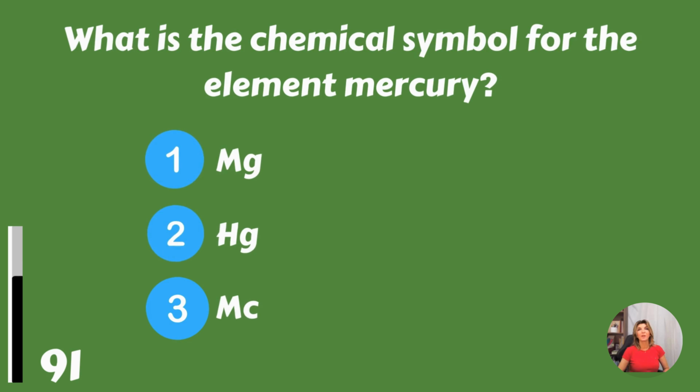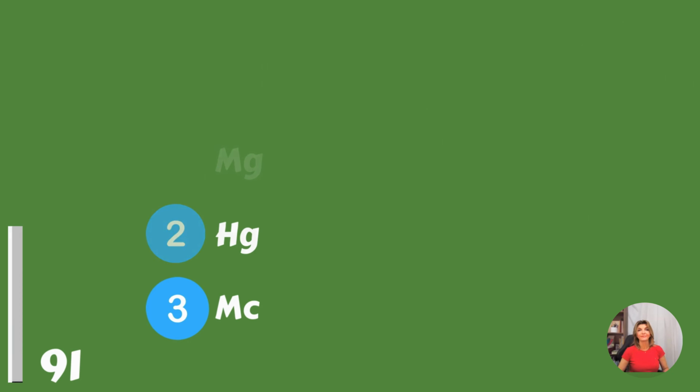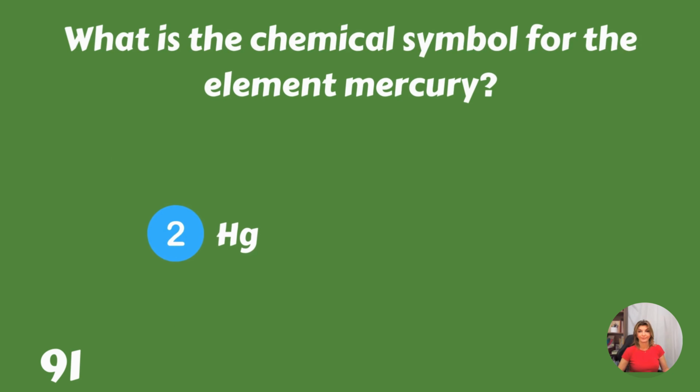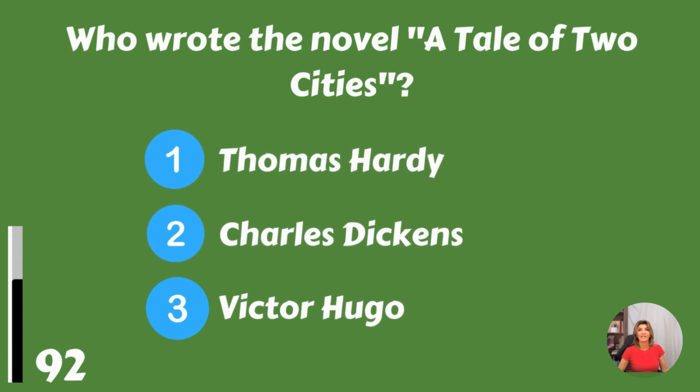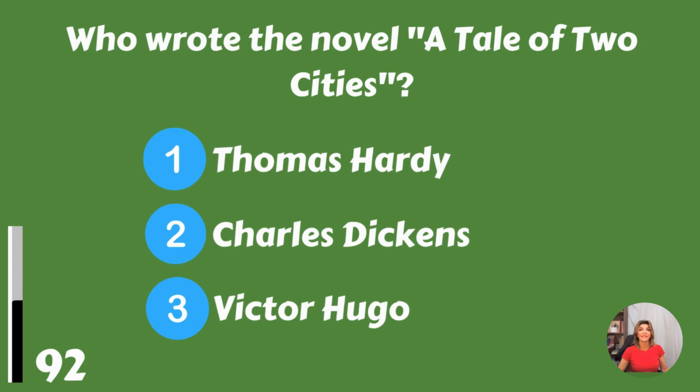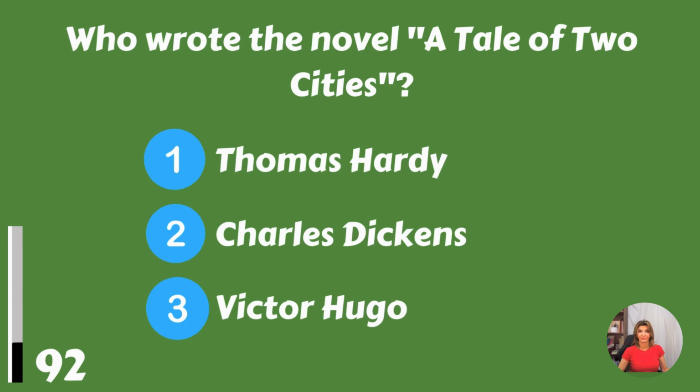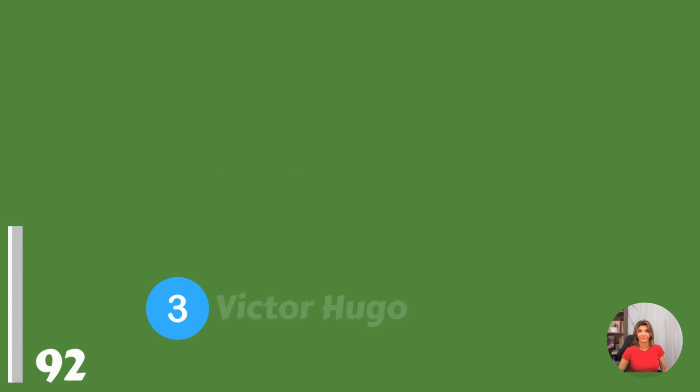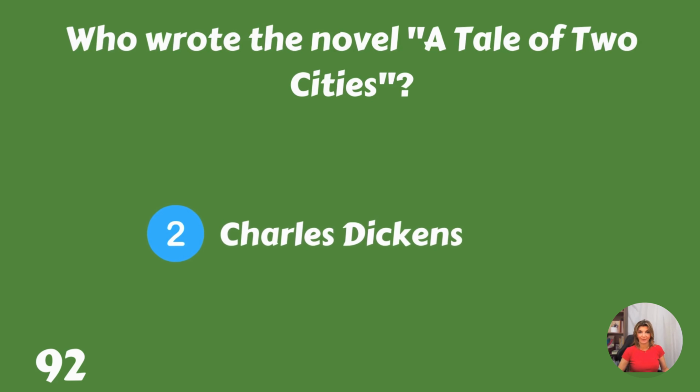What is the chemical symbol for the element mercury? Mg, Hg, or Mc? Hg. Who wrote the novel A Tale of Two Cities? Thomas Hardy, Charles Dickens, or Victor Hugo? Charles Dickens.